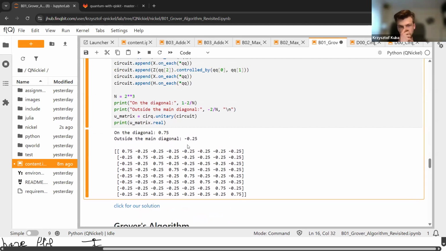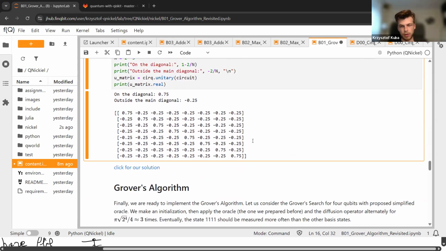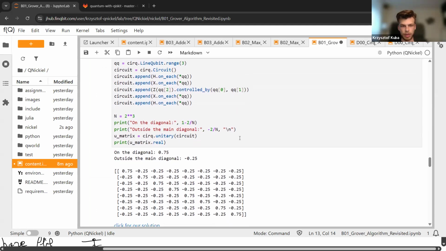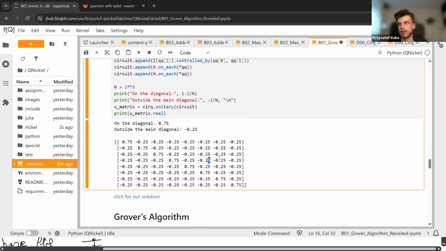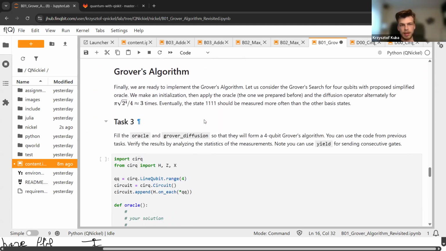Now you can see that every single entry is -1 over square root of n, 1 over n, except the diagonal, which also has this 1. So we're adding 1 and then subtracting this matrix all over the place. So this is it. Now let's go to Grover's algorithm.